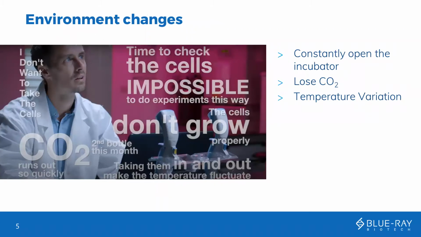The first one is, if you want to capture cell images every hour for a total of 48 hours, you have to move the cell samples in and out of the incubator. If you do this, you are causing the culture environment to keep changing. You will lose CO2 and the temperature will drop. And these two phenomena will cause the cell growth to be affected.